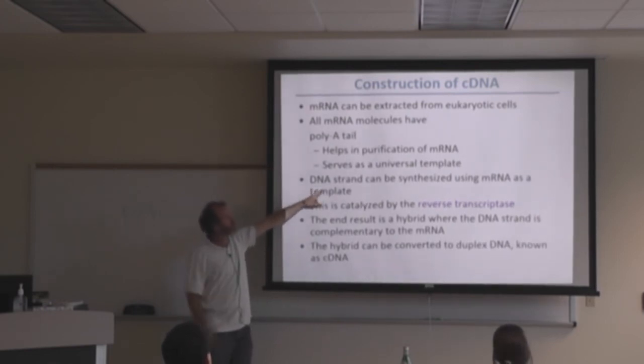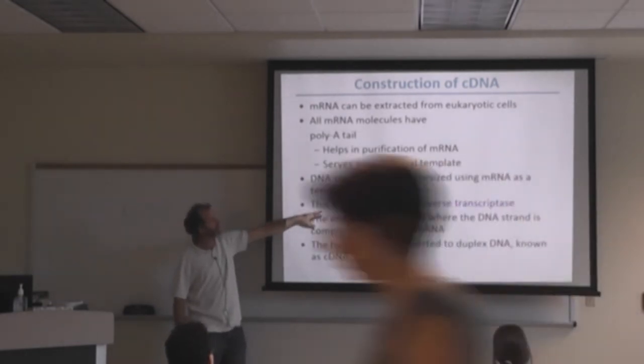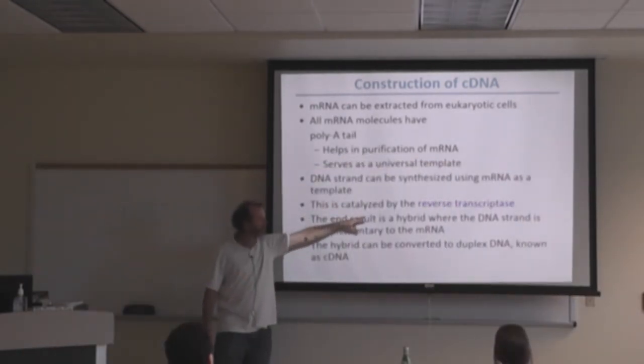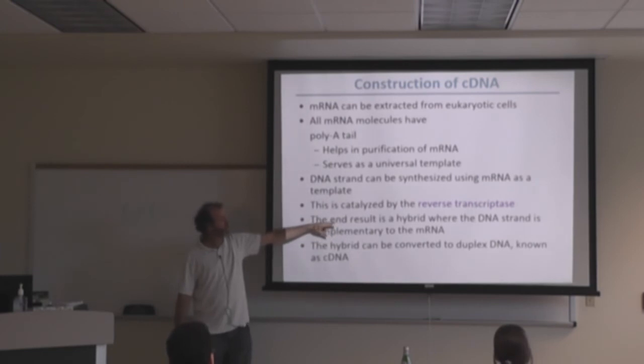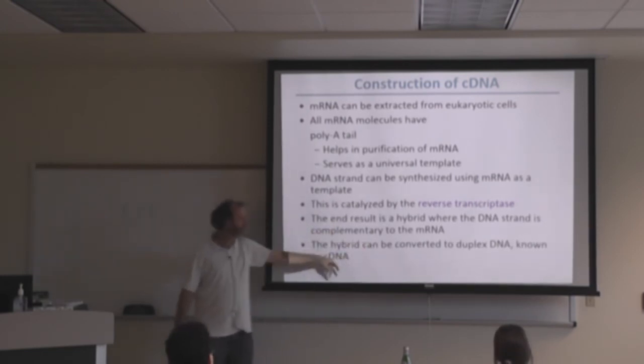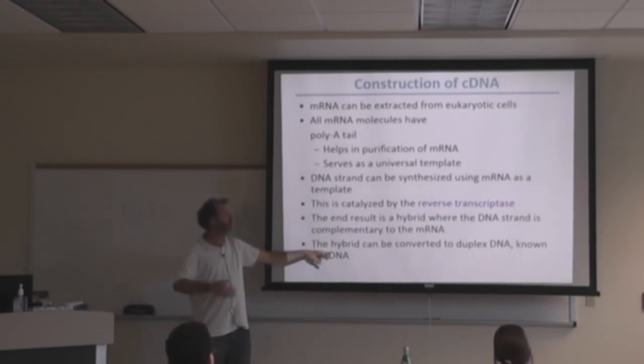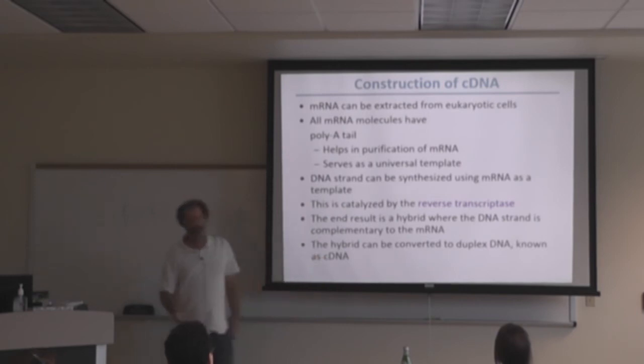DNA strands can be synthesized using mRNA as a template, and this is catalyzed by reverse transcriptase. The end result is a hybrid where the DNA strand is complementary to the messenger mRNA, and the hybrid can then be converted to a duplex DNA known as cDNA. So you can create a whole library of cDNA like that.